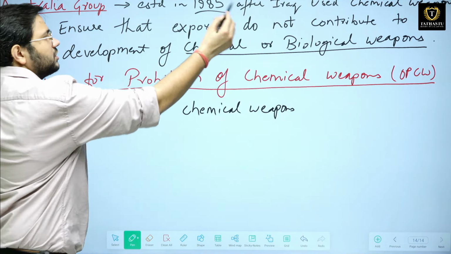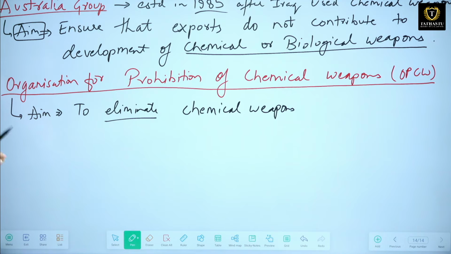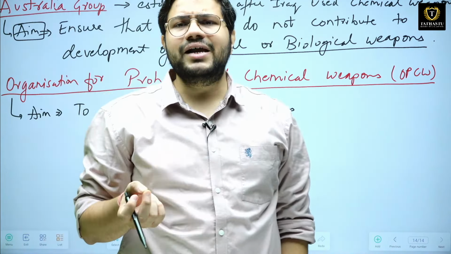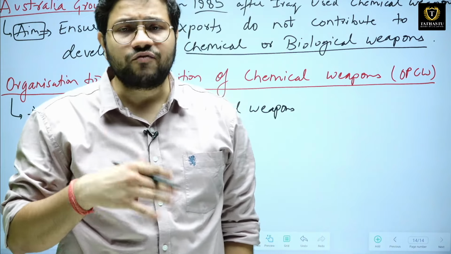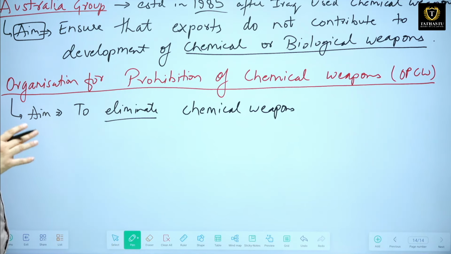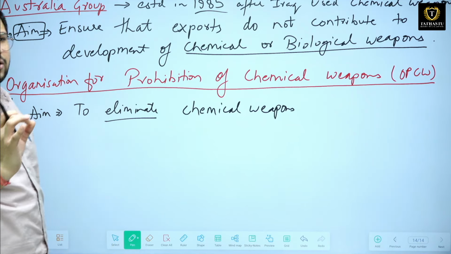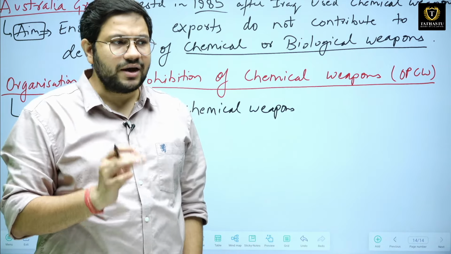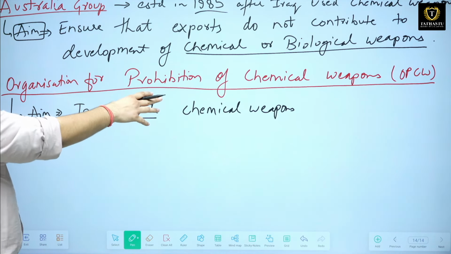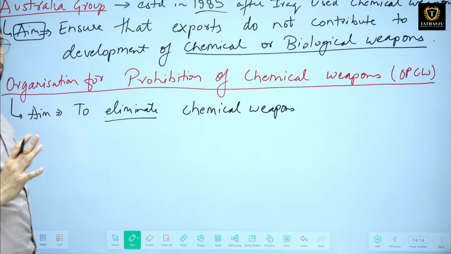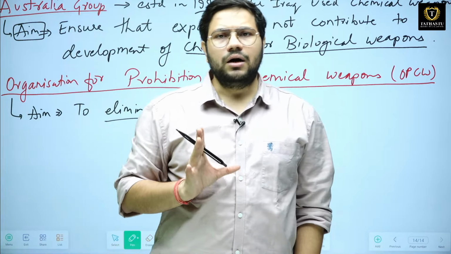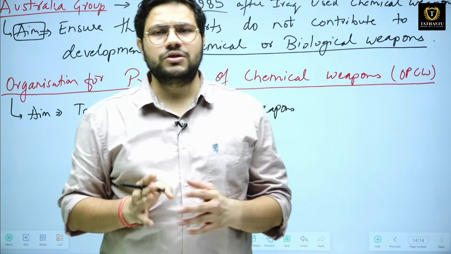The Australia Group was established in the year 1985 after Iraq used chemical weapons. Now it is said that Iraq used chemical weapons, but there are agencies which have not found proof that Iraq used chemical weapons during that time. What is its aim? To ensure that exports do not contribute to the development of chemical or biological weapons. There is another somewhat similar organization, the Organisation for the Prohibition of Chemical Weapons. Its aim is also to eliminate chemical weapons. Okay, so this is all in the multilateral control regimes. I hope you have understood. Thank you very much.